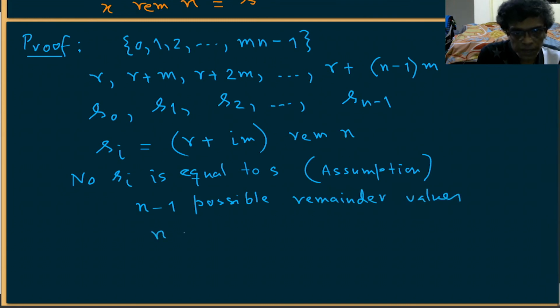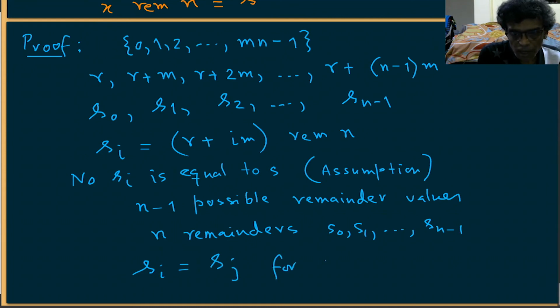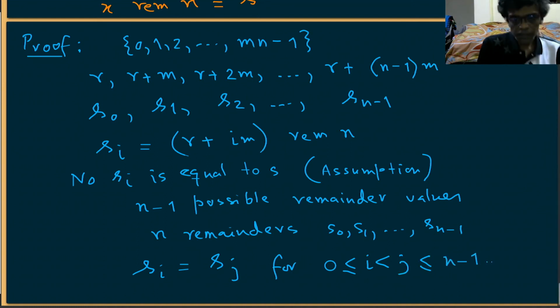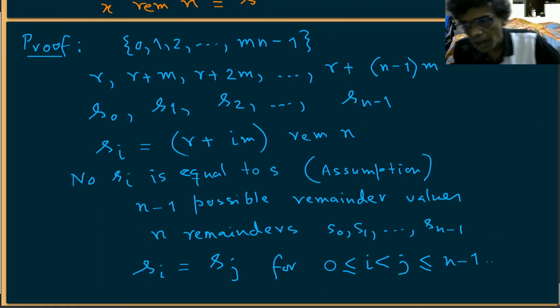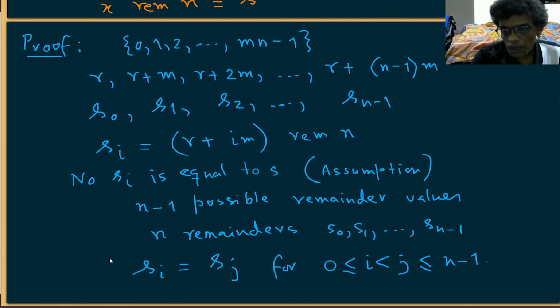But I have n remainders, S0, S1 to Sn minus 1. Therefore, by the pigeonhole principle, I must have Si equal to Sj for some i and j satisfying 0 less than or equal to i, less than j, less than or equal to n minus 1. Right? So let us see how it leads to a contradiction.